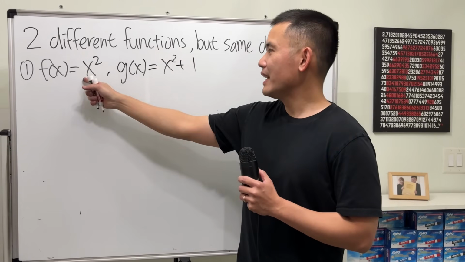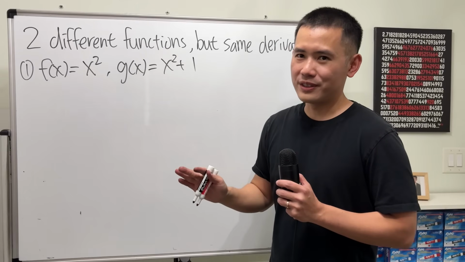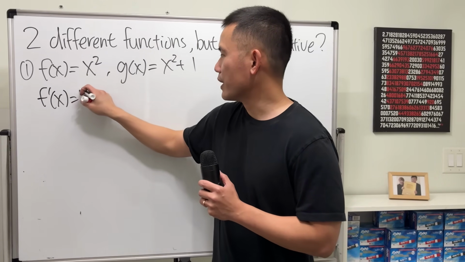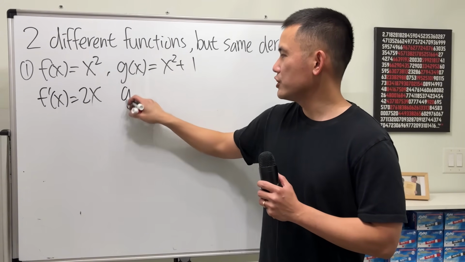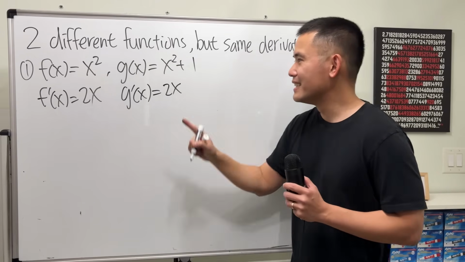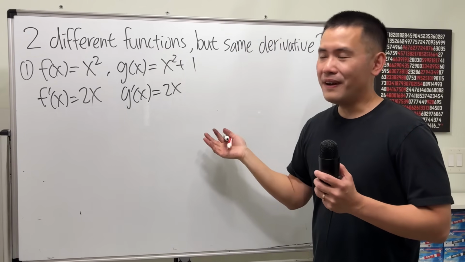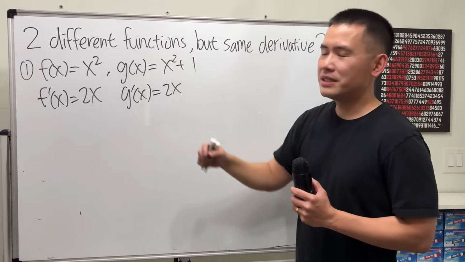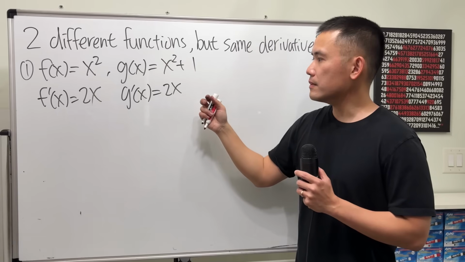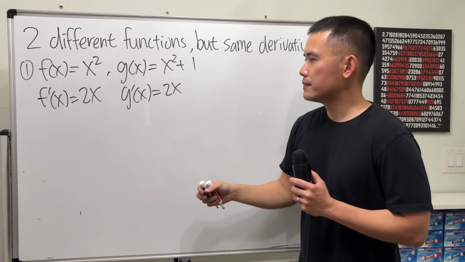Have a look. They are of course different because this right here is just one more than that, so they are different functions. However, if you differentiate f, you get 2x. If you differentiate g, this right here gives you 2x, but the derivative of plus 1 is equal to 0. In fact, when you have two different functions, if they are just a matter of different by a constant, just 0.